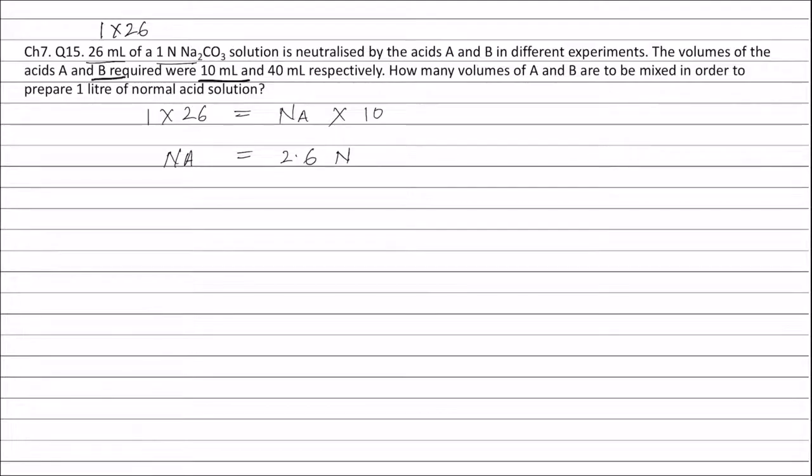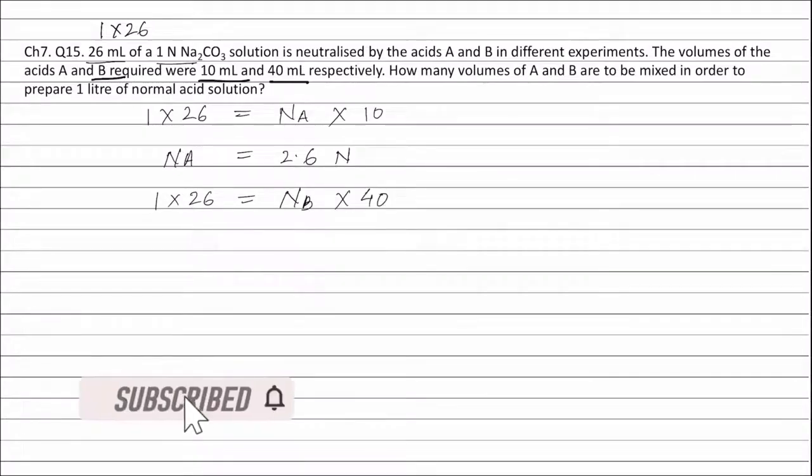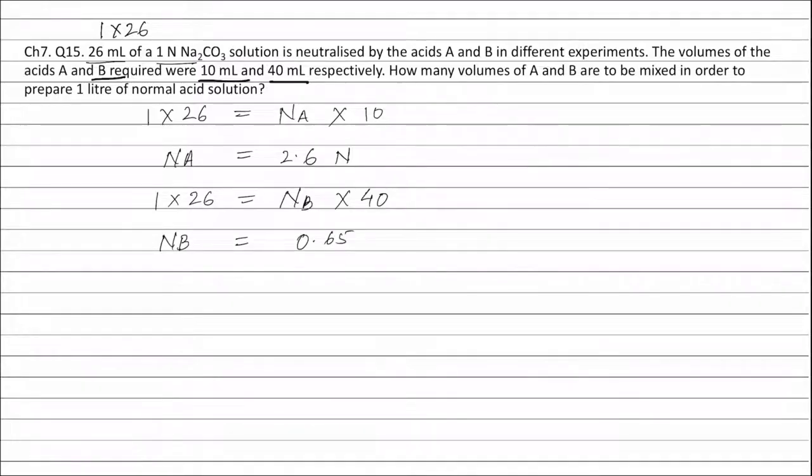Volume of B required to neutralize sodium carbonate is 40 milliliter. Therefore, we can write milliequivalents of sodium carbonate, that is 1 into 26, is equal to normality of B. Let the normality of B be NB into volume of B, that is 40 milliliters. Solving this, we get normality of B equals to 0.65 N.